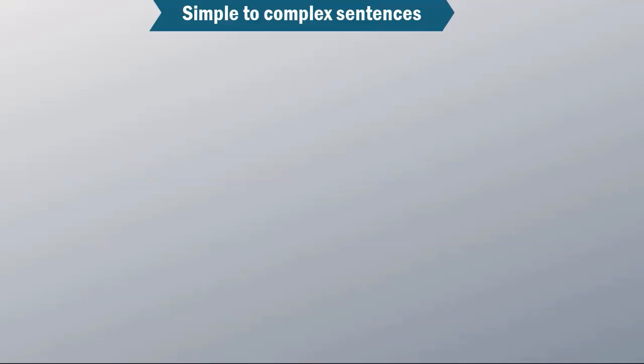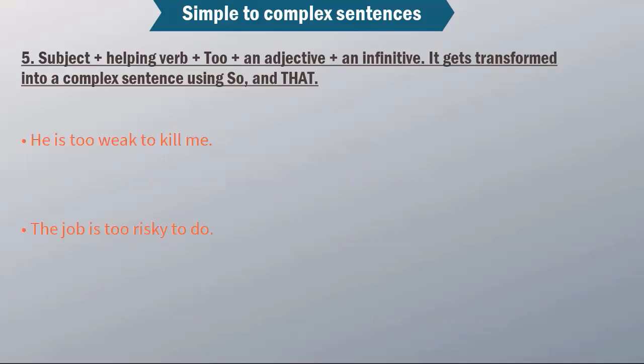Fifth way, when you have the following structure: subject plus a helping verb followed by to plus adjective plus an infinitive, and the infinitive gives information about the adjective. When this is the structure, we use so and that.